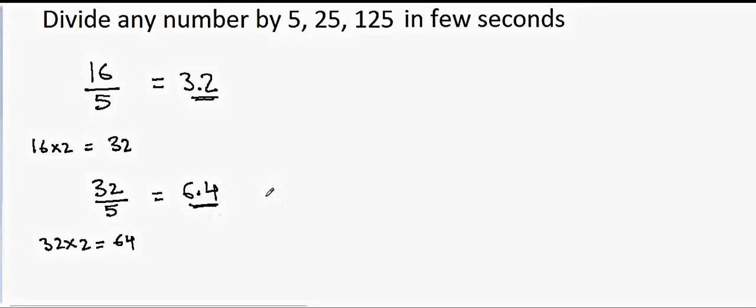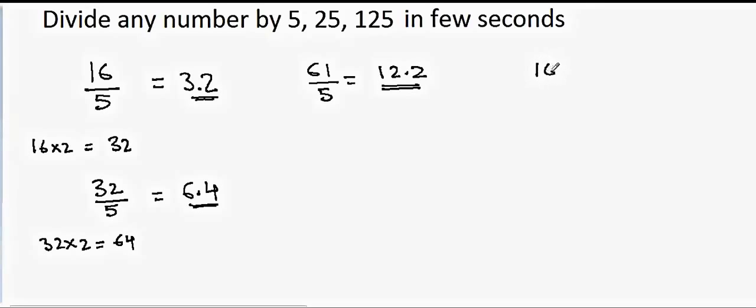My answer is 6.4. Again, if I have 61 and I want to divide by 5, the answer will be 122, with one decimal, and that will give me 12.2. So that's pretty easy. So how did I come up with this trick? It's not magic, it's just a simple trick.